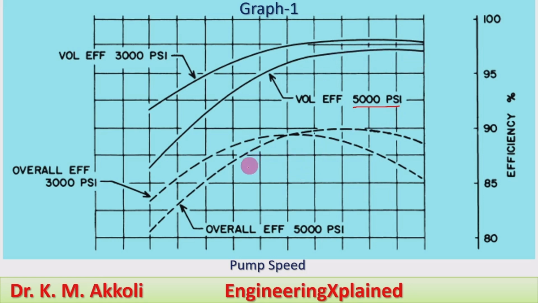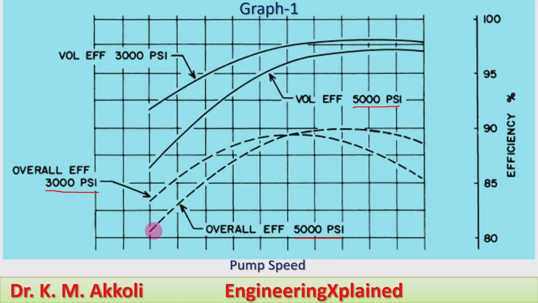Now taking the overall efficiency of the pumps: for the 3000 psi pressure, initially it will be lower and it increases up to a certain speed range, and later on it starts decreasing. So it increases up to a certain level and then decreases for 3000 psi pressure. And for 5000 psi pressure, it will be somewhat lower.